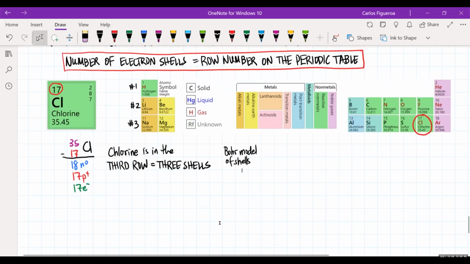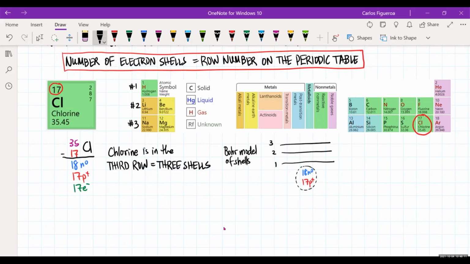But here's what we see here. Well, what do I know about the nucleus of chlorine? The nucleus of chlorine has what? We see that it has 18 neutrons, 17 protons. And so what the Bohr model says, that they go like this. I have 1, 2, 3 shells. Now, I will never, ever ask you to do this because it gets complicated very quickly. Okay? So remember, I will never ask you to do this, but check this out.